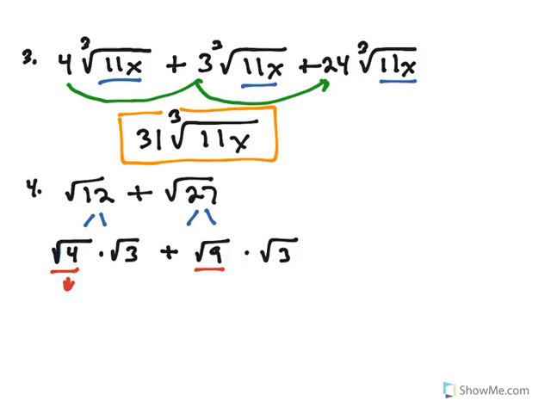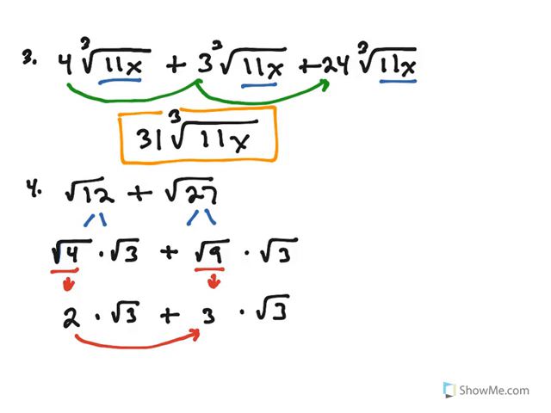So we can go ahead and take those perfect squares and say, okay, the square root of 4 is 2 times the square root of 3. Square root of 9 is 3 times the square root of 3. So now everything that's not under the radical gets multiplied with each other. So 2 times, we're multiplying, sorry. So we have 2 square root of 3 plus 3 square root of 3, okay?